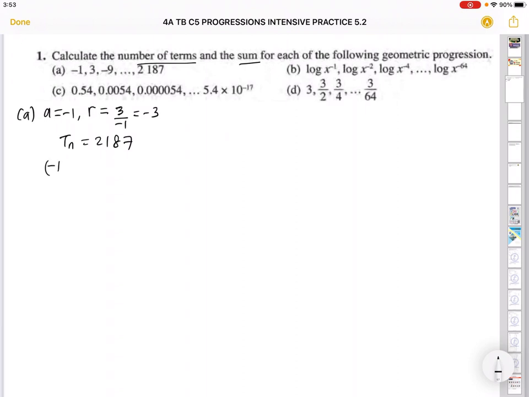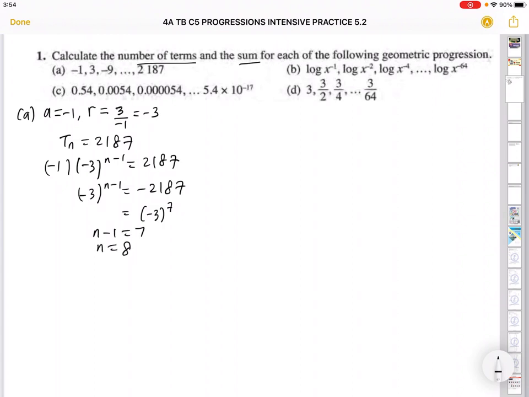So we use the formula A R^(n-1) equals 2187. Now remember, this -1 you cannot multiply with -3 because the -3 has power n minus 1. So instead we have to bring it over to the right hand side, -2187 now. And -2187, you can use a calculator, is actually (-3) power 7, right? You can use trial and error on your calculator. 3 power 5 is 243, 3 power 6 is 729, 3 power 7 is 2187. So by comparing, the power n minus 1 is 7, and n is 8.